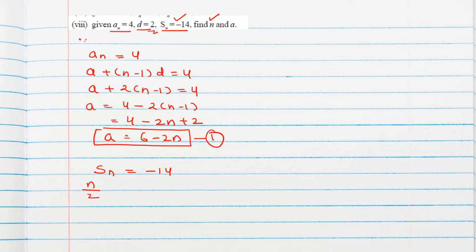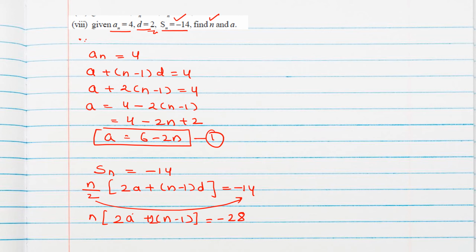The Sn formula is n by 2 [2a plus (n minus 1)d] equal to minus 14. n is not given. The a value we can substitute from 1, and the d value is 2, given. Okay, first this 2 we can transfer here. So n times [2a plus (n minus 1) and d value is 2] equals minus 28. So I substituted the d value here, that is 2, then I transferred this to the RHS.